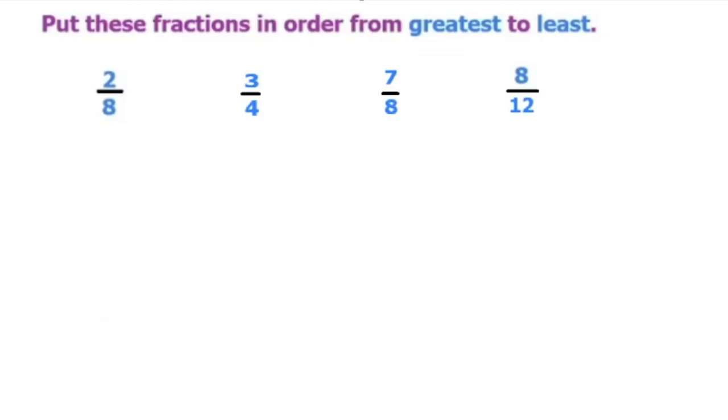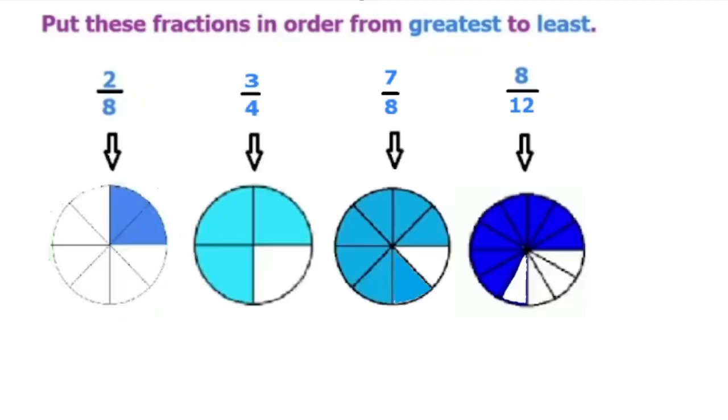In this lesson, we're going to put fractions in order from greatest to least. So if we have a problem like this that says put these fractions in order from greatest to least, and we have 2 over 8, 3 over 4, 7 over 8, 8 over 12. So the best way to do this is to use a model. So here's how the model of these fractions look.